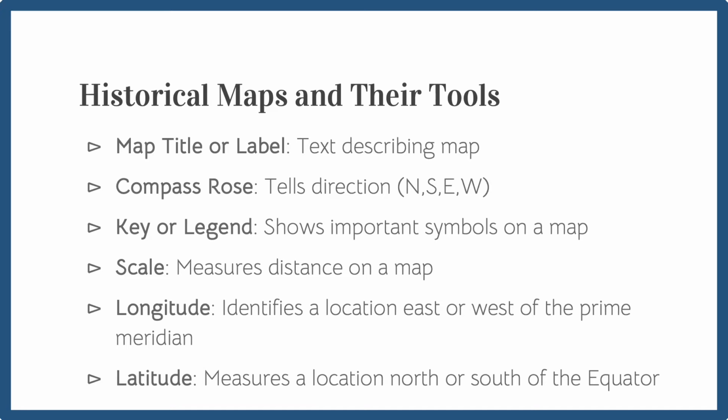Like with longitude, latitude identifies the location. Latitudinal lines run east to west, above and below the equator, but measure distance north and south. Latitude is also measured in degrees. Not all maps have these tools at the same time, but they can be used to help us read a map when they're present.